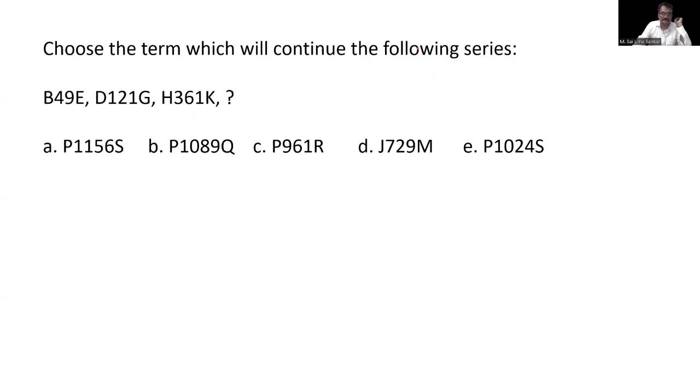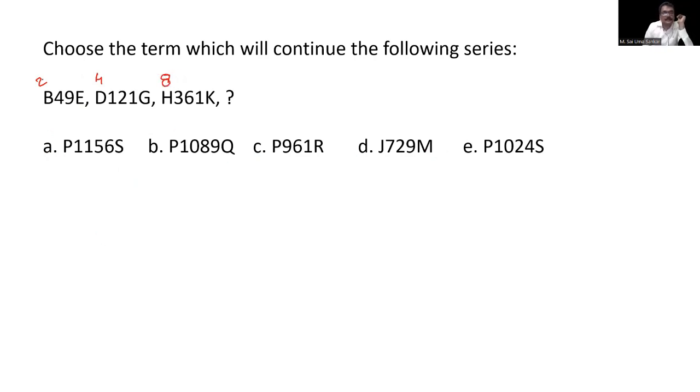Next one. Choose the term which will continue the following series. B, D, H. B is the second letter, D is the fourth letter, H is the eighth letter. So what is the next? 2 plus 2, 4, 4 plus 3, 7, 7 plus 4, that is equal to 11. What is the 11th letter? That is equal to K. Here K does not exist. So, sorry. This is the 8th letter.